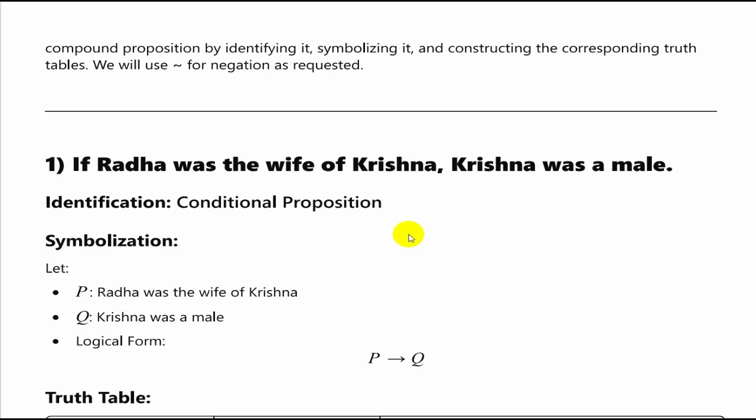This is part 2 of the elementary logic videos for covering 25 marks in the Mumbai University question paper for 24-25. So in this second part, we are going to specifically learn about identifying compound proposition. Okay, what kind of compound proposition it is, symbolizing it, and constructing the corresponding truth tables.